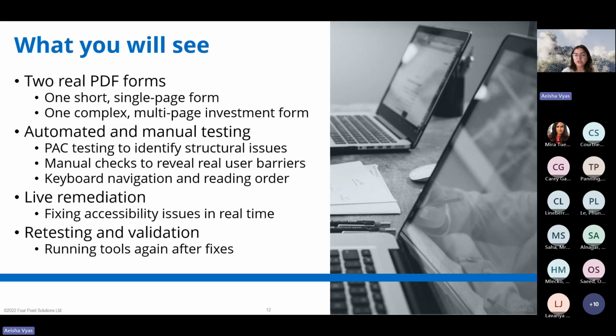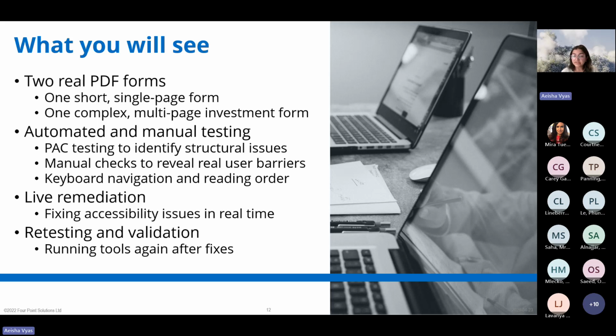You will see us use the PDF Accessibility Checker, or PAC tool, to quickly surface structural issues. But just as importantly, we'll do manual checks to reveal real user barriers that tools don't catch. That includes things like keyboard navigation, reading order, etc., which are often where forms fail even when automated results look good or acceptable.